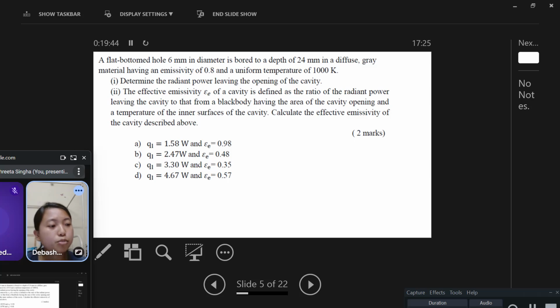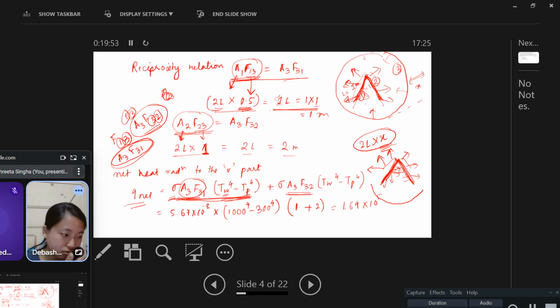Now a flat bottomed hole. For this type of problem, write first exactly what you want to find out, and from there what you know and what you don't know, just sort that out. And here one advantage is that you can use this reciprocity relation, and then you can find it out.